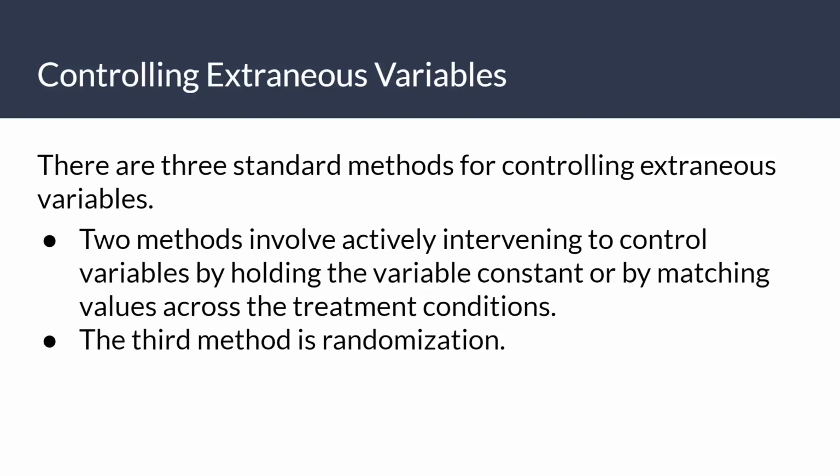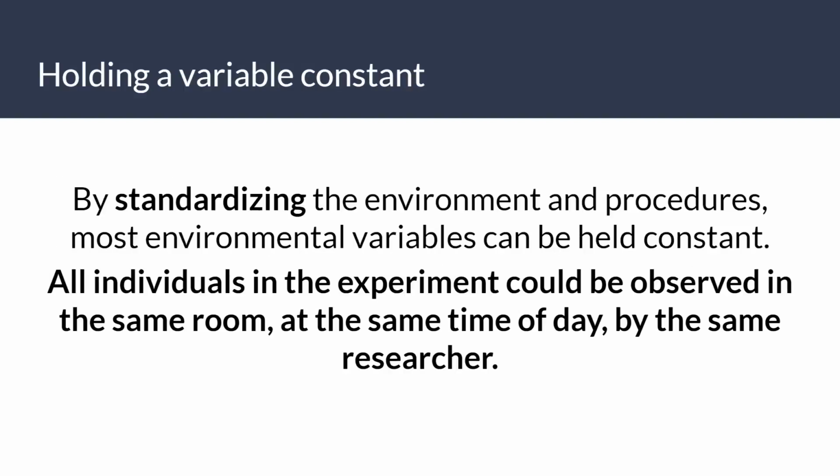of our experiment. Now, there are three standard methods for controlling extraneous variables. Two methods involve actively intervening to control the variables by holding the variable constant or by matching values across treatment conditions. While the third method is randomization and it's more passive compared to the first two that we're going to talk about today. Okay, the first method in controlling an extraneous variable is known as holding a variable constant.